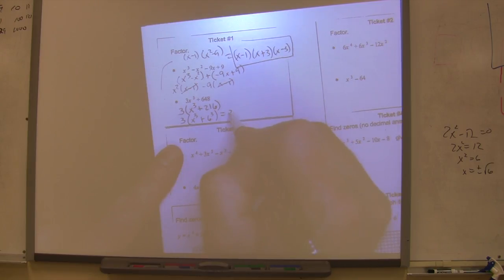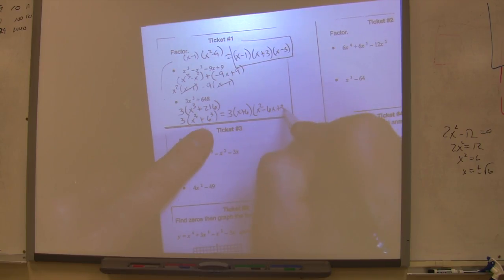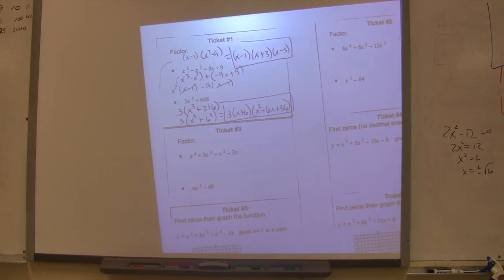Remember, the shortcut is the 3 is going to stay there. Then it's a plus b, so x plus 6. And then a squared, so in this case x squared, minus ab, which would be x times 6, which is 6x, and then plus b squared, which is 36, and that factors into that.